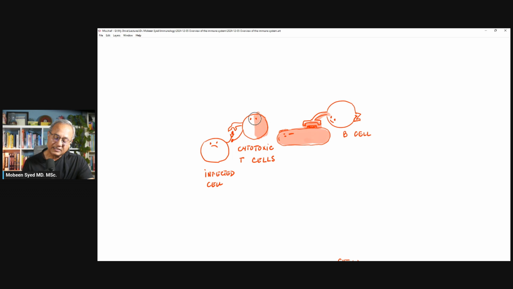So a cytotoxic T cell will be bound to MHC1. And there is a very simple formula that we used to use: MHC1 works with the cytotoxic T cell, which is the CD8 positive cell, we say. So 1 multiplied with 8 is 8.